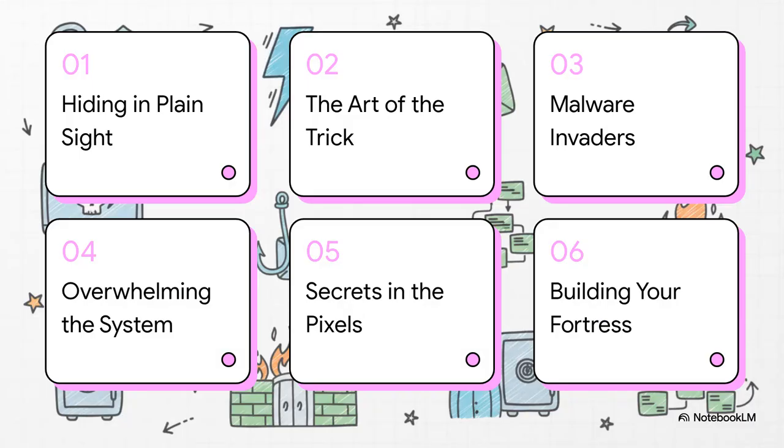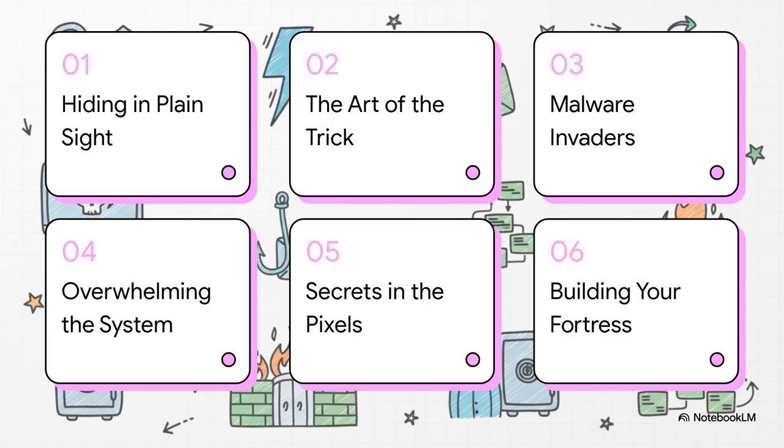All right, so here's our game plan for this explainer. First, we're going to look at how attackers hide in plain sight. How they become ghosts in the machine. Then, we'll get into the art of the trick, the attacks on human trust. After that, we dive into the nasty world of malware, the digital invaders. We'll also cover those overwhelming system attacks. And then, a really cool topic, secrets hidden in pixels. And then, and this is the most important part, we're going to flip the script and talk about building your own digital fortress.